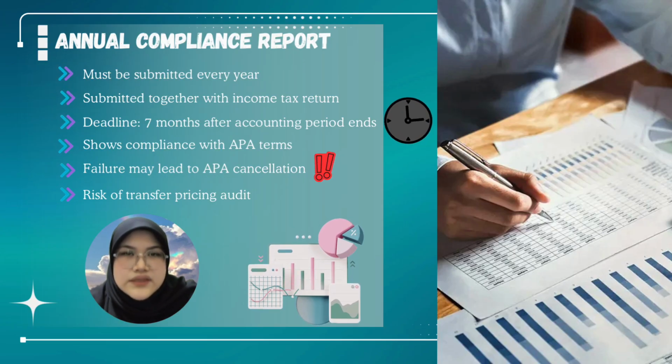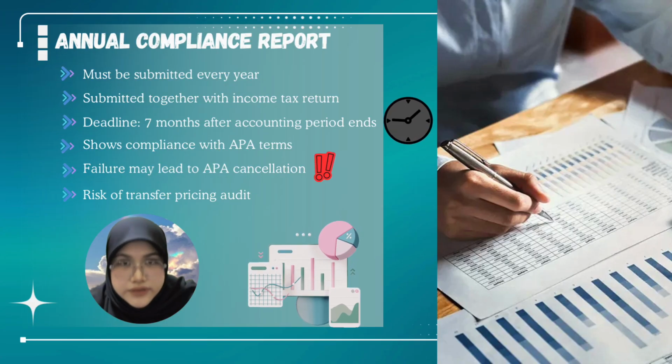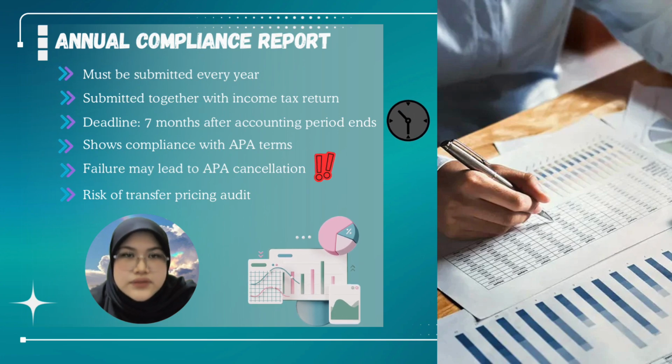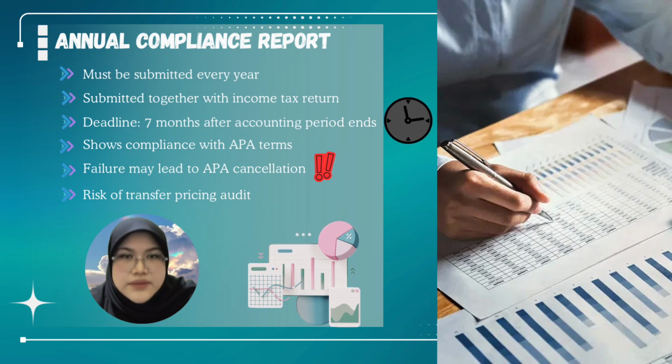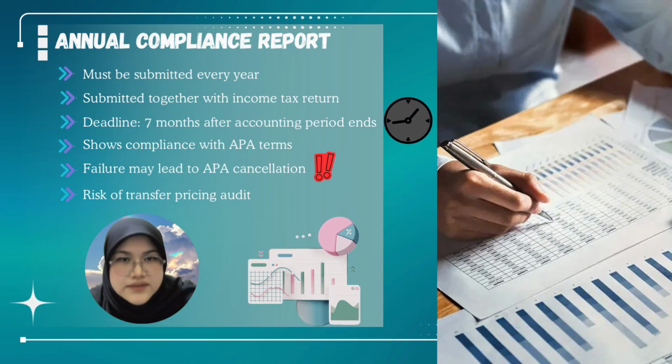The purpose of this report is to show that the company has followed all the terms and conditions stated in the APA. If the company fails to submit the annual compliance report, the APA may be cancelled and the company may be exposed to a transfer pricing audit.